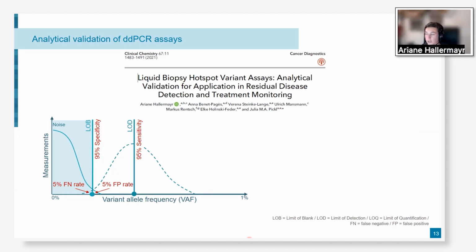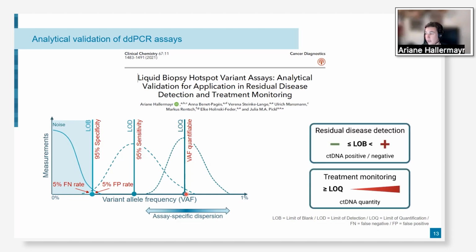And if you want to use liquid biopsy assays for treatment monitoring, the limit of quantification is also critical, as this is based on the assay-specific dispersion, and only above this cutoff is it possible to reliably quantify the variant allele frequency. So as mentioned on the slide before, the limit of blank is the critical cutoff for ctDNA positivity and negativity that might be used for residual disease detection, and the limit of quantification is the critical cutoff for treatment monitoring, as this is critical to reliably quantify ctDNA.